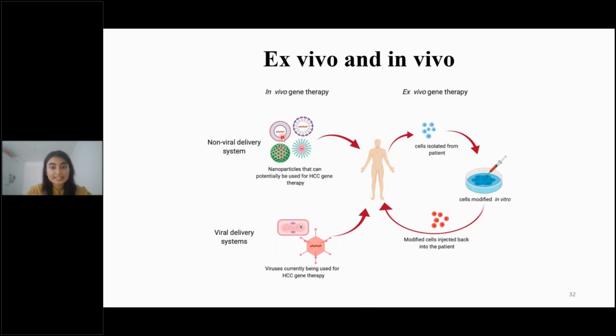This happens in vivo. In vivo is inside the person. Now, what is ex vivo? Ex vivo means in the lab. We are going to take the cells from the patient. These cells are going to be plated on a plate in the lab, and in the lab we are going to modify these cells. When the healthy copy of the gene is incorporated, we put these cells back into the patient, and now these cells will divide, and the patient will feel better. So this is what gene therapy is all about.